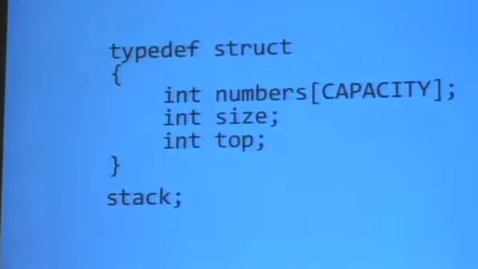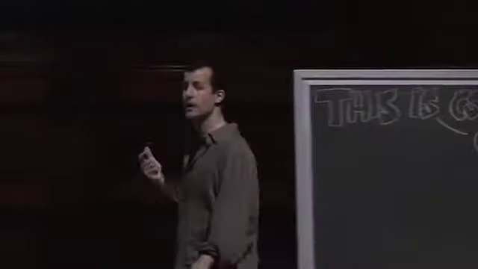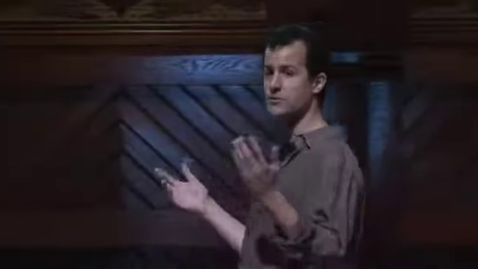If you only have top to remember where the top of the stack is, there's one gotcha, which is when the stack is initially empty. And so if the stack is initially empty and you initialize top, for instance, to 0, you might otherwise return a garbage value. Now, there's a way to fix this, of course.